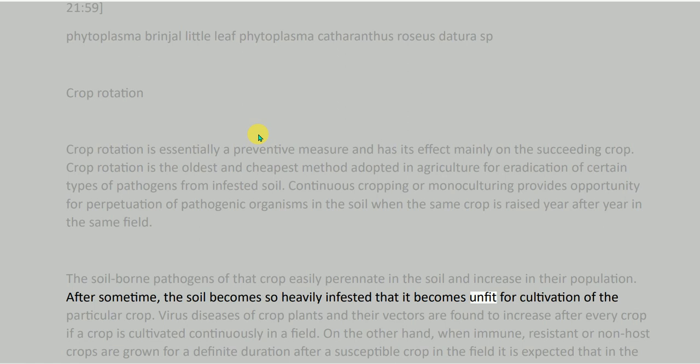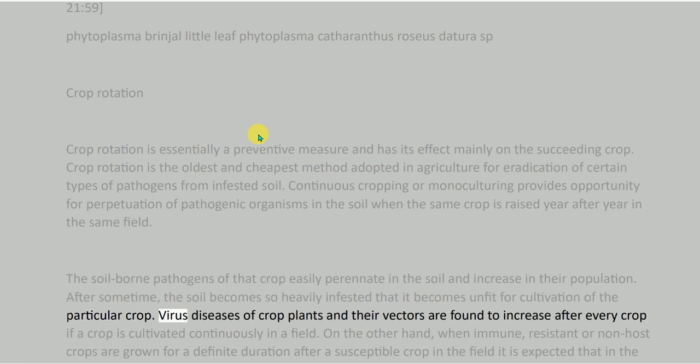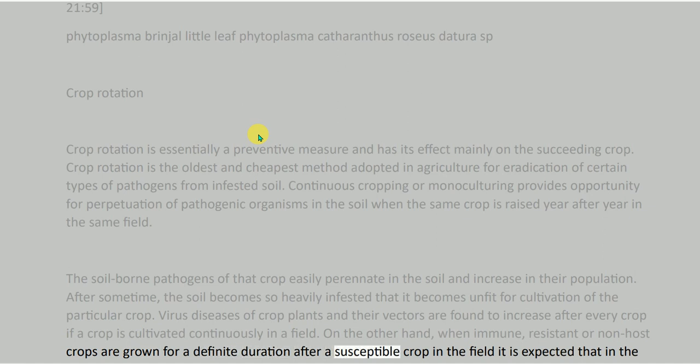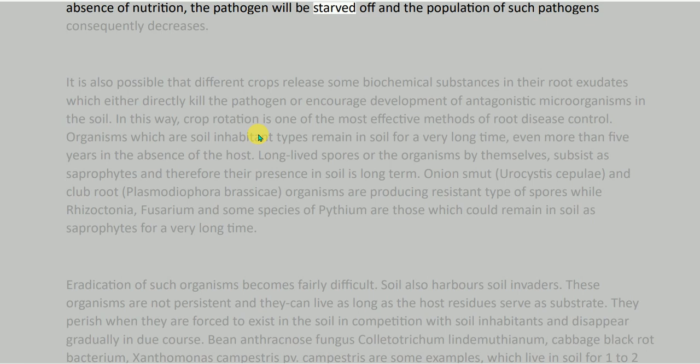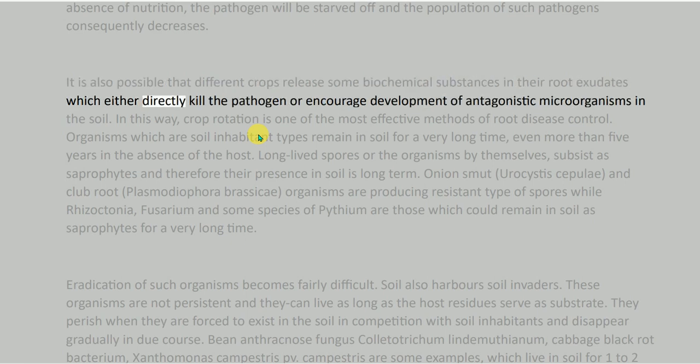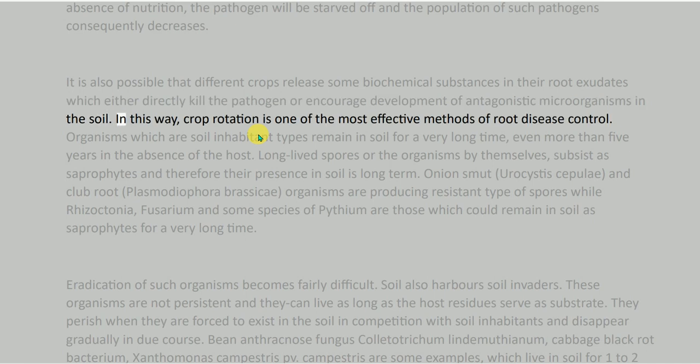Virus diseases of crop plants and their vectors are found to increase after every crop if a crop is cultivated continuously in a field. On the other hand, when immune, resistant or non-host crops are grown for a definite duration after a susceptible crop in the field, it is expected that in the absence of nutrition, the pathogen will be starved and the population of such pathogens consequently decreases. It is also possible that different crops release some biochemical substances in their root exudates which either directly kill the pathogen or encourage development of antagonistic microorganisms in the soil. In this way, crop rotation is one of the most effective methods of root disease control.